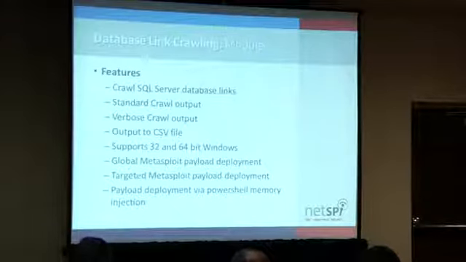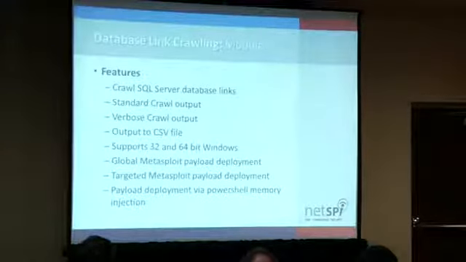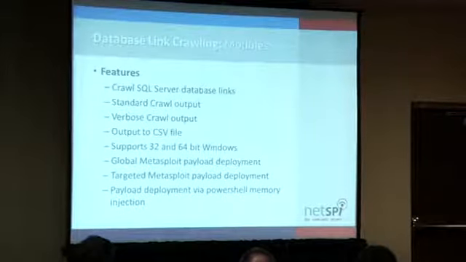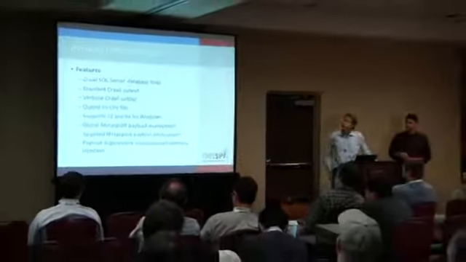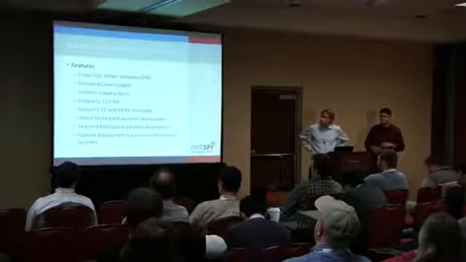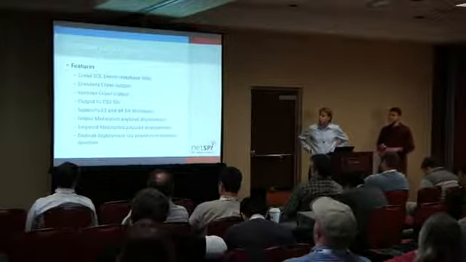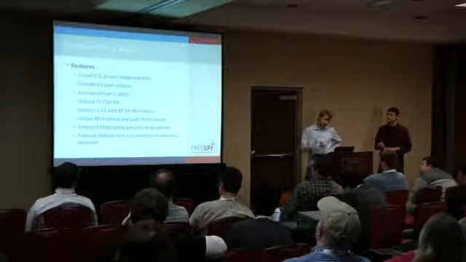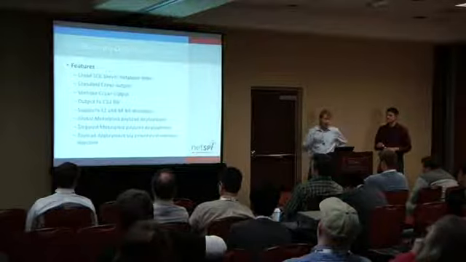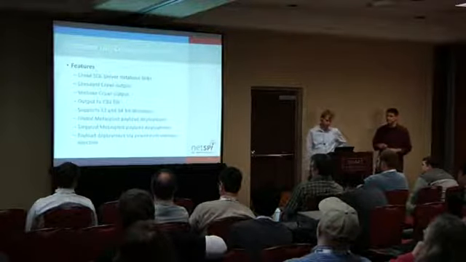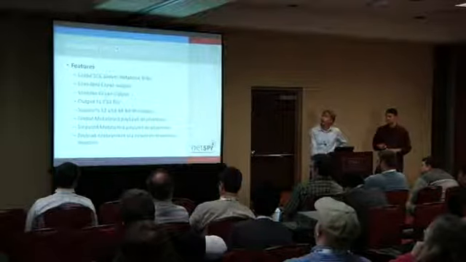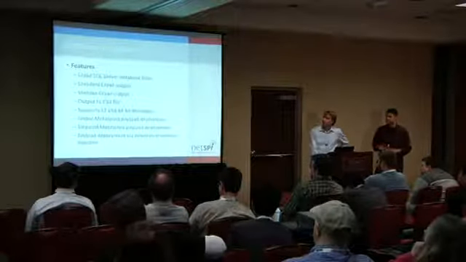For payload deployment, you can choose any payload you want. You can tell the module to deploy a payload only on certain servers. So if you have a link tree that has hundreds of databases, you can just say deploy on these 4 and just test all the other ones. And it does all the payload deployment through PowerShell memory injection. So it just has to put a really small file on the server. It executes it and pulls the payload from your reverse handler. So that should make it pretty hard for AV to catch it.